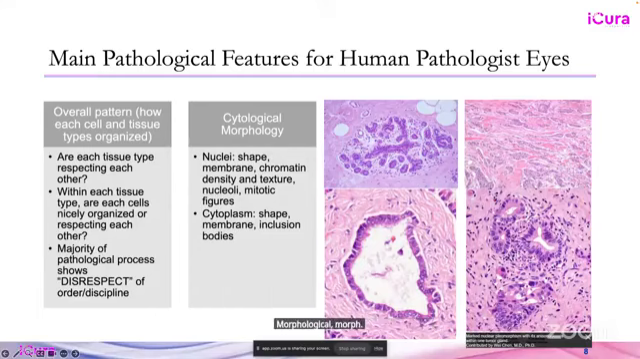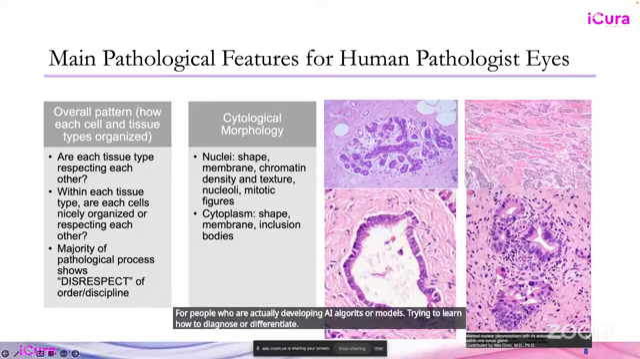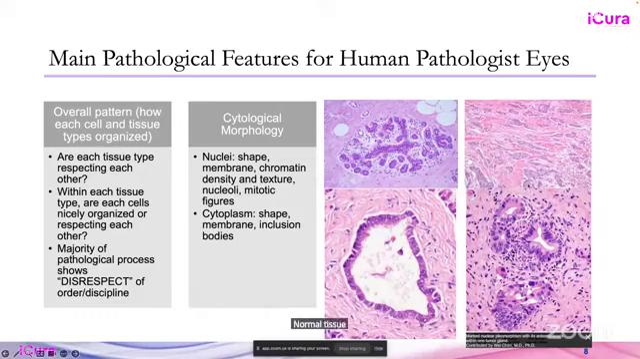Okay, so I'll stop here in terms of trying to describe the morphological differences. I think the main point I want to address here is that for people who are developing AI algorithms or models, trying to learn how to diagnose or differentiate normal tissue from malignant tissue, those are the features that need to be transferred to these people so that there is a better understanding of how to develop the algorithm. So that's my point.